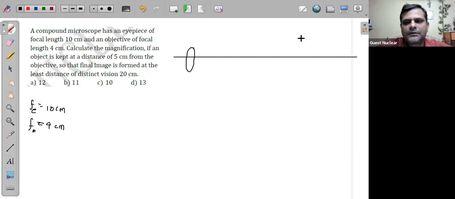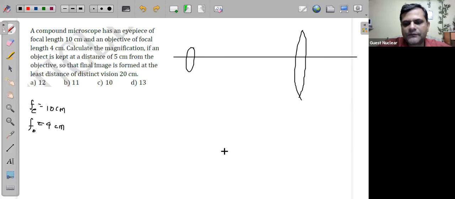Objective, eyepiece. The focal length of both of them is given already, and it is given that the final image is formed at the least distance of distinct vision of 20 centimeter here. That means the final image is formed at the distance of distinct vision.